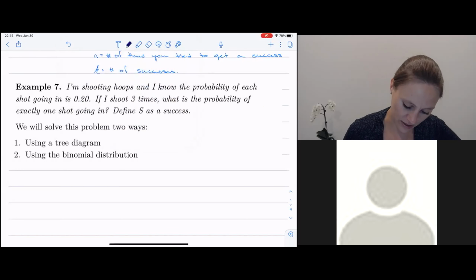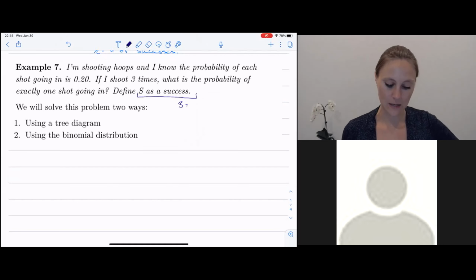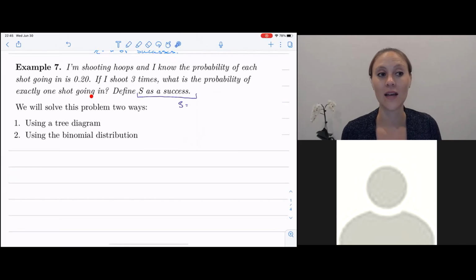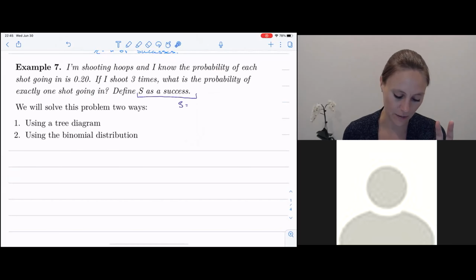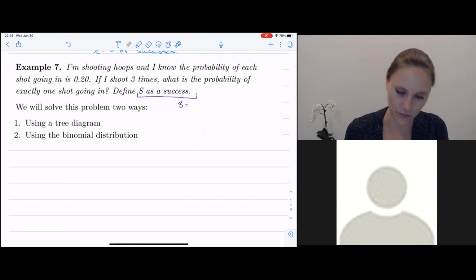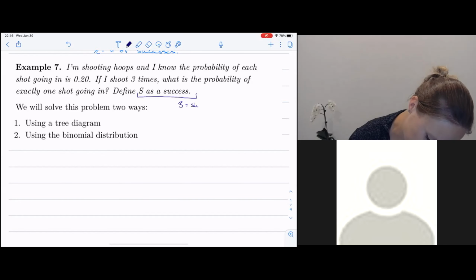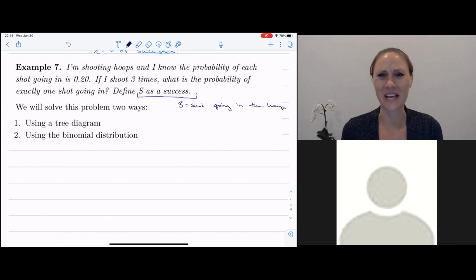If I want to know the probability of exactly 1 shot going in, then from the probability that I'm given, it's the probability that a shot is going to go in. And so a success is it going in. I don't know if I'm saying that right, but I think we all understand. So a success is a shot going in the hoop, in case that wasn't clear.